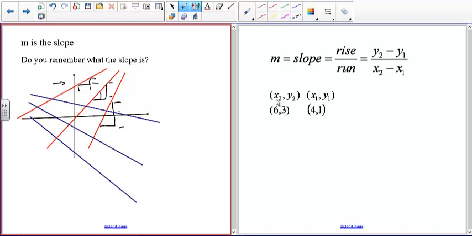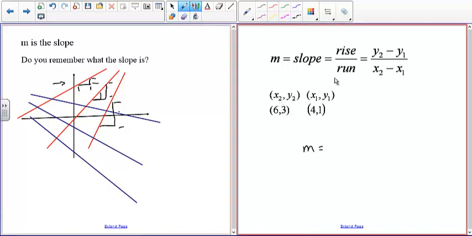Typically I would write x2, y2 above these two numbers and x1, y1 above these two numbers, just because it's easier to then look here and make sure you plug in the right things into the equation. So for these 2 points, y2 is 3. So take 3 minus y1, which is 1, and we divide by x2, which is 6, minus x1, which is 4. And we get 2 divided by 2, which simplifies down to 1. So that's kind of the most generic slope, positive 1.